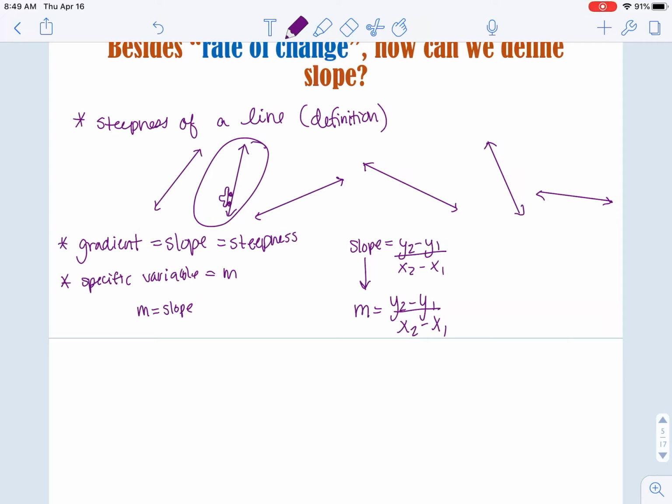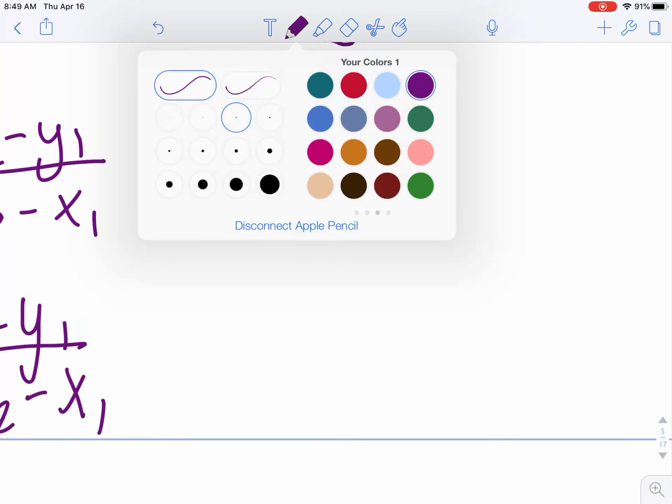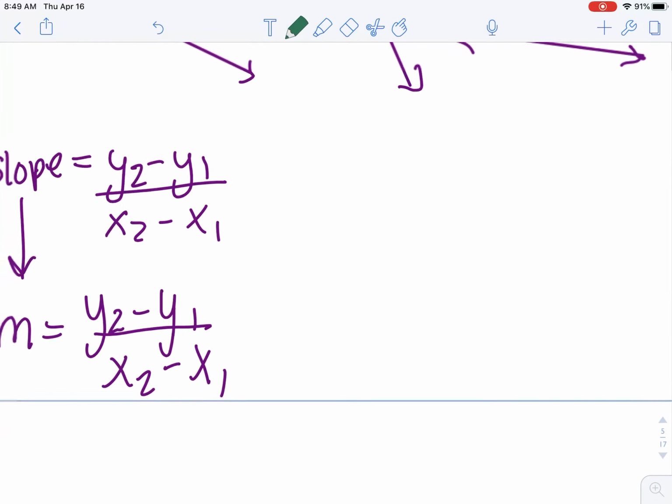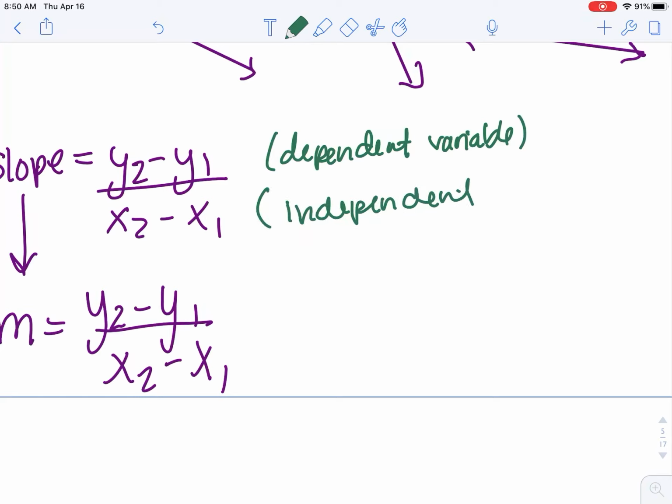This is super important: put your y in the top and your x in the bottom. This comes from your dependent and independent variables. Y is always your dependent variable, and x is always your independent variable.